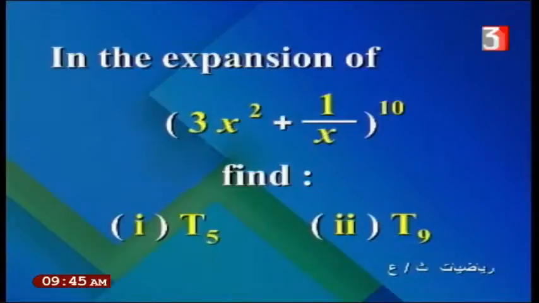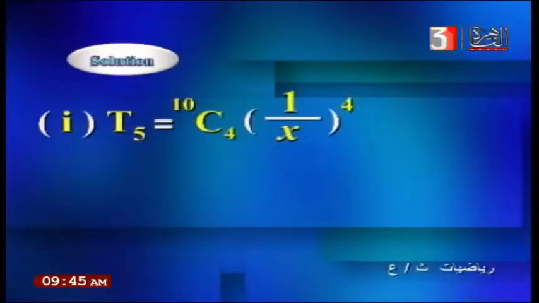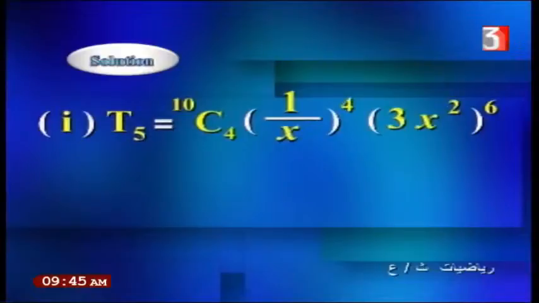We know that, my dear student, in the binomial theorem, we have a general rule. What is the general rule? T(R plus 1) equals NCR, second term power R, first term power N minus R. Then look at the solution. By using the binomial theorem, T5 equals 10C4, 1 over x to the power 4, second term power 4, first term 3x squared to the power 6. Why power 6? 10 minus 4.